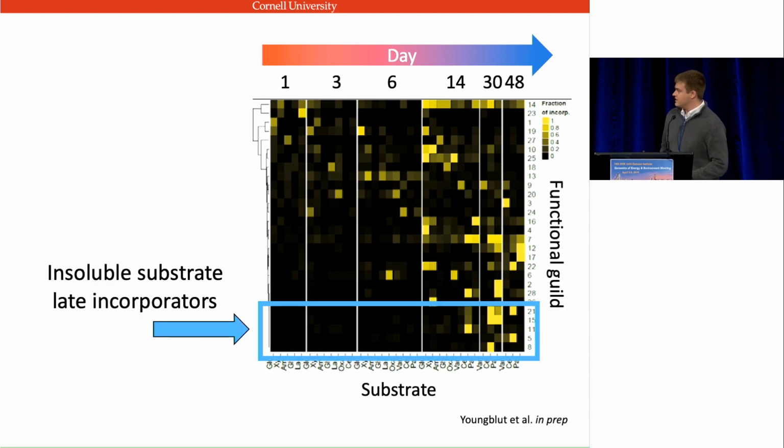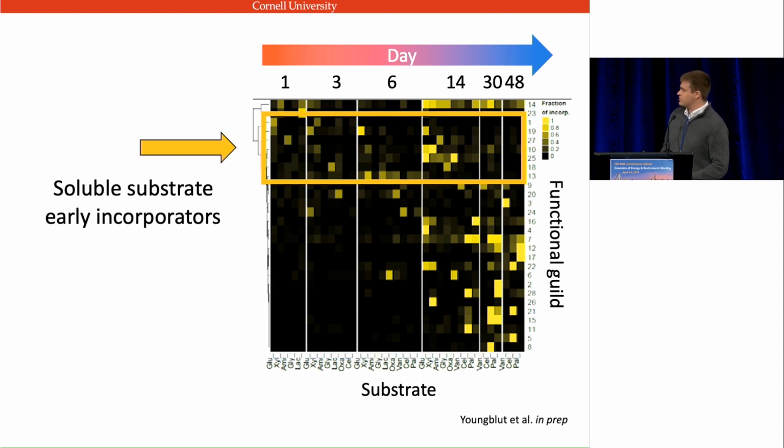So for example, these functional guilds down here on the bottom are incorporating more insoluble substrates like cellulose and palmitic acid, and do so very late in the experiment. These functional guilds up on the top, however, are incorporating more soluble substrates like glucose, xylose, amino acids, and tend to be incorporated very early in the experiment.